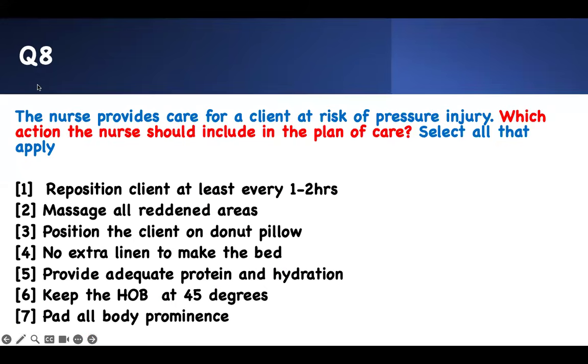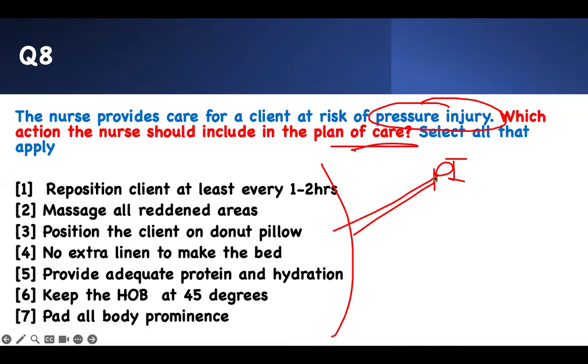Number 8, this is also content. Select all that apply. A nurse provides care for a client at risk of what? Pressure injury. Which action should the nurse include in the plan of care? Test taking strategy: pressure injury. Which of these should I use to prevent pressure injury? The best thing is, don't put pressure on the bone or the body, right?